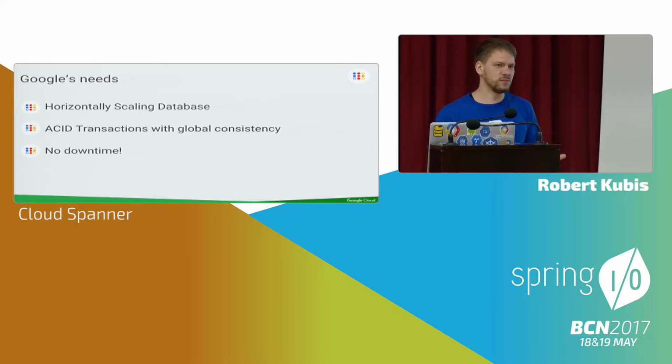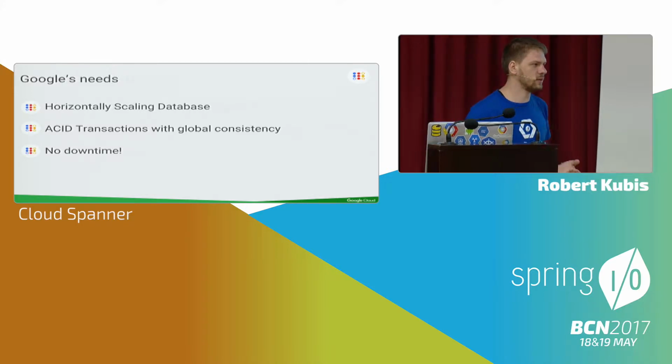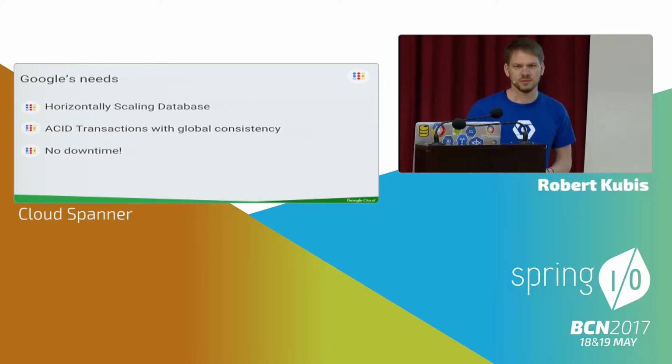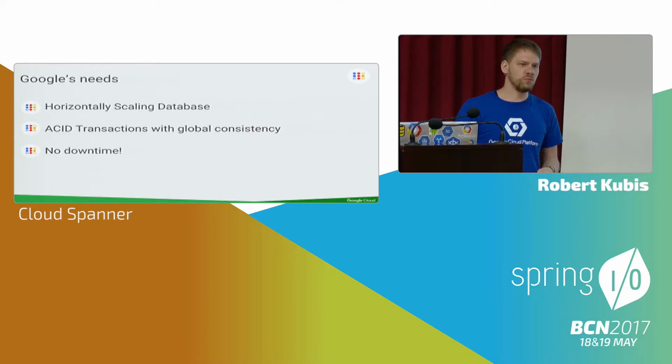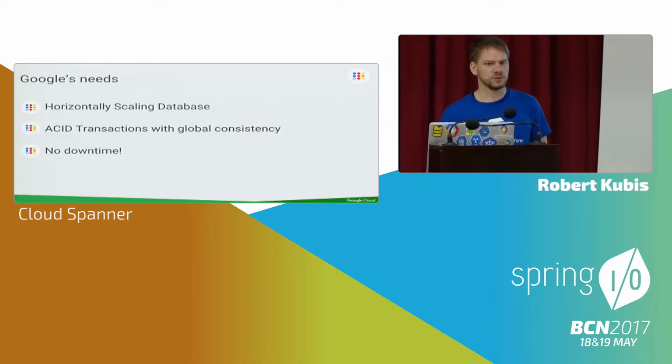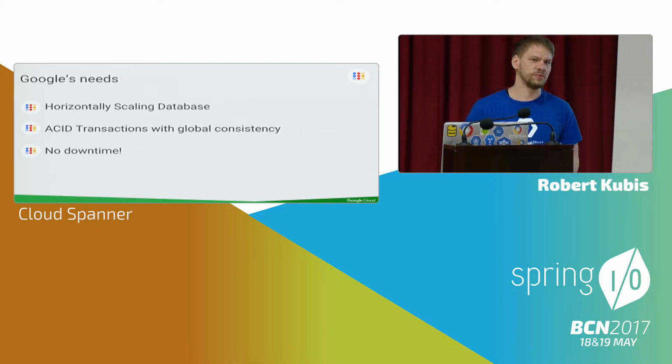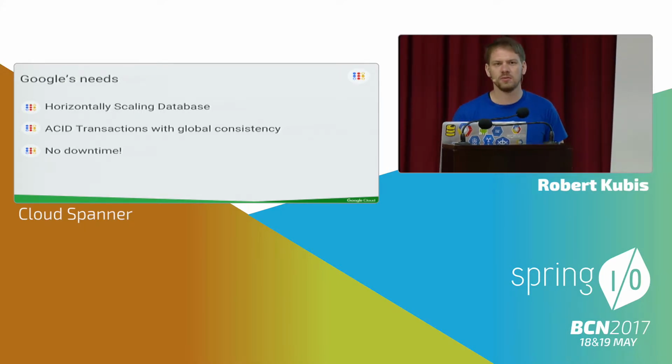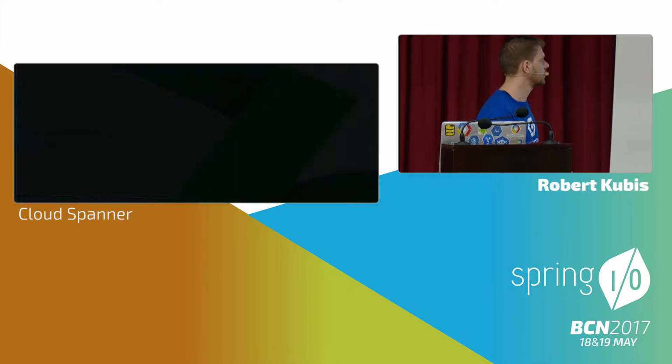So we built that system inside of Google, and the first customer was the AdWords system, and over time, more and more internal products that we also expose externally were built on top of Spanner. So Gmail is, for instance, one of them that is also built on top of Spanner.